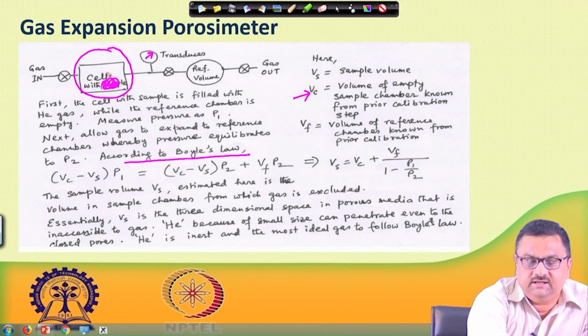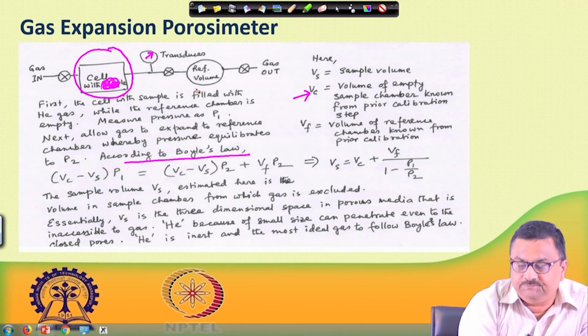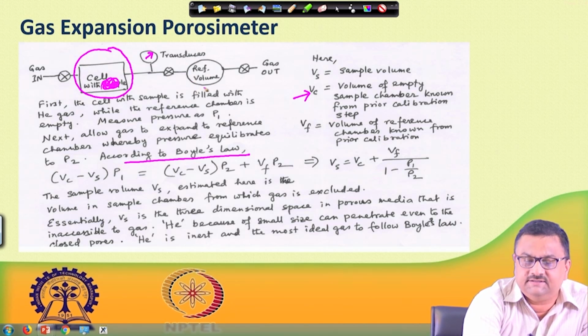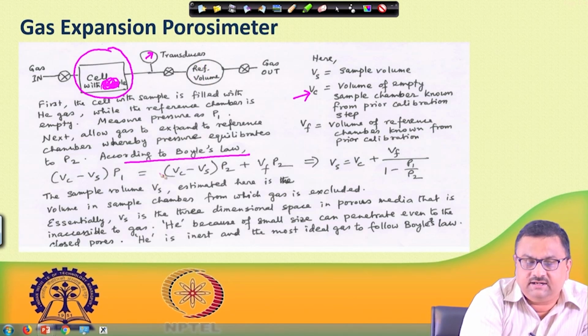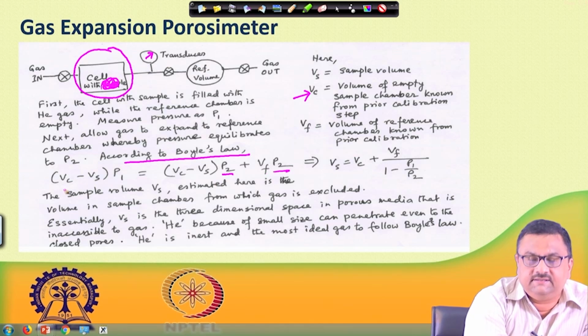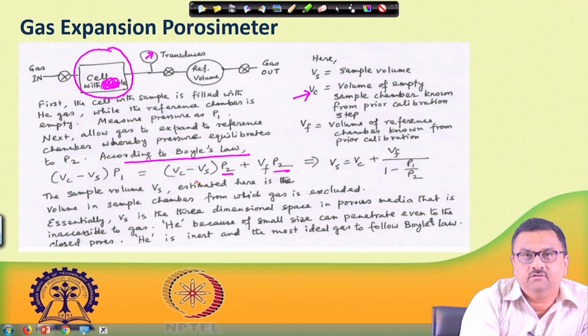Some gas will be in this chamber, which was earlier in vacuum. If the volume of this reference cell is Vf, then P1 V1 would be P2 into Vf, plus the gas remaining here, but both of them have equilibrated to a pressure P2. So, this is the relation: according to Boyle's law, P1 V1 has to be equal to P2 V2.